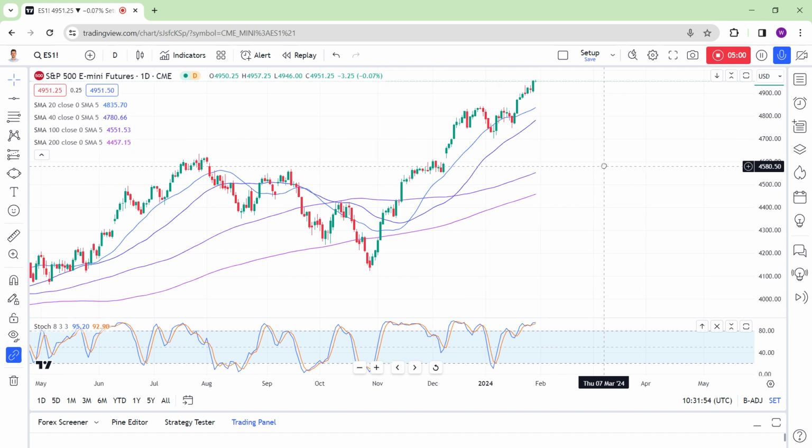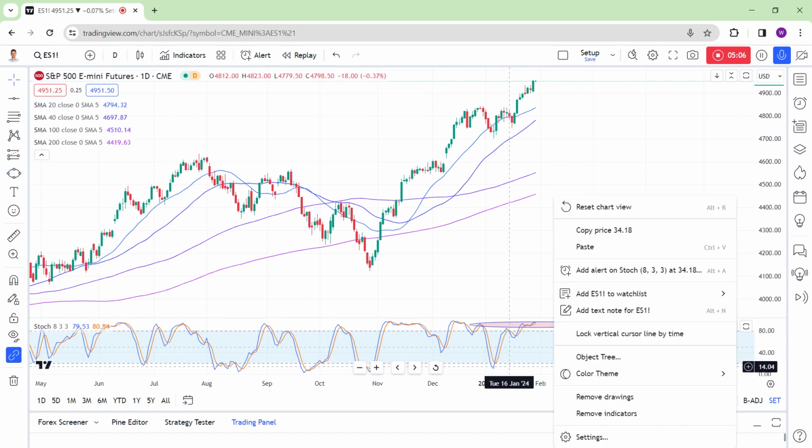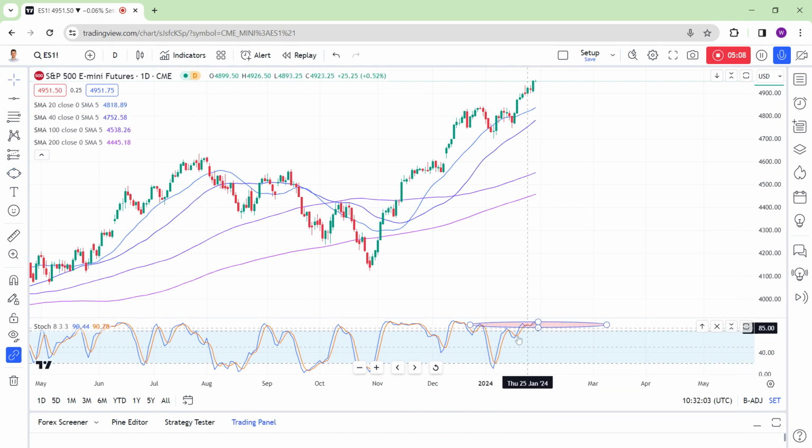However, we know it's an ultimatum. We know it's going to occur. So what I tend to do is a series of things. If you look over here, you can see we're overbought. We're well up. So clearly it's not a good time to buy.